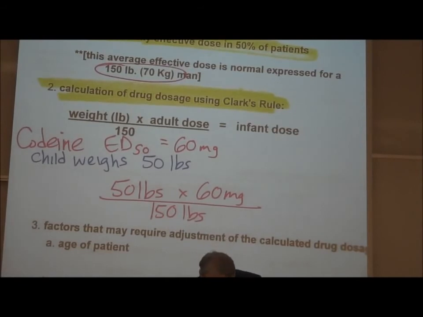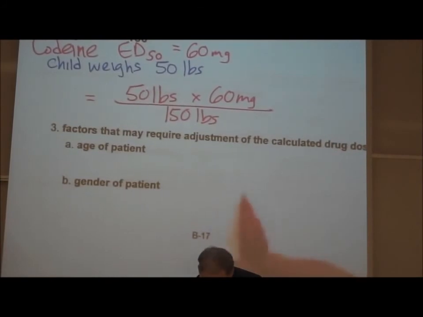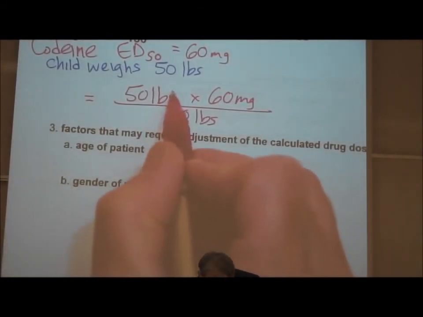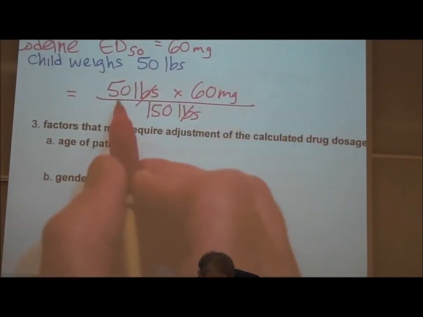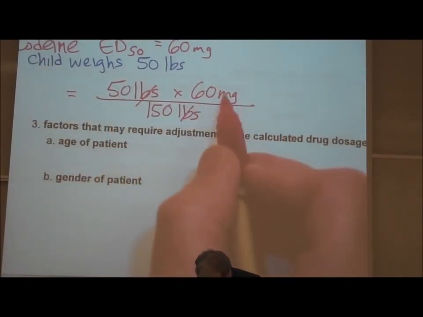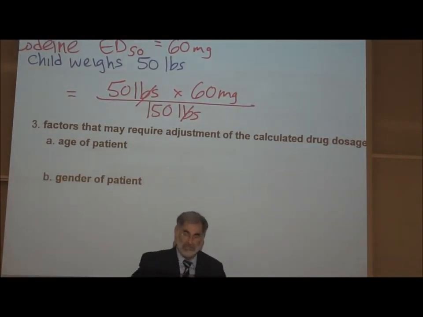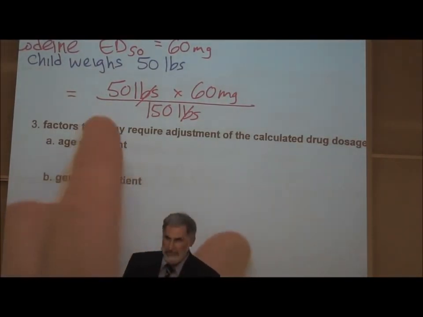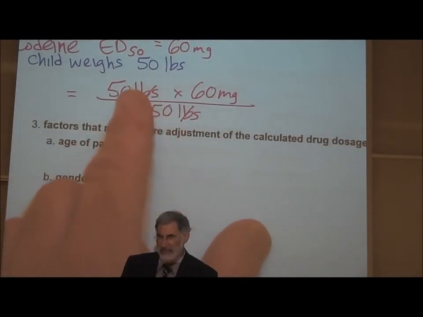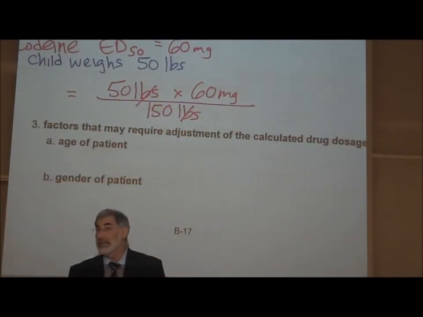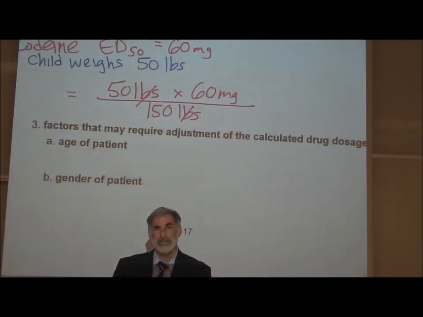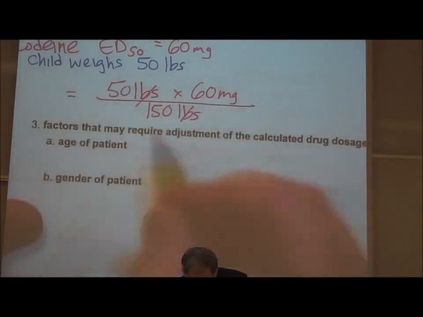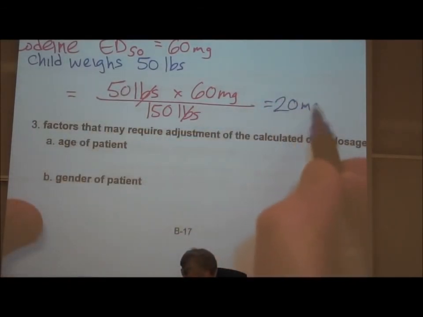Now, what's the dose that a 50-pound individual should be given? Obviously the pound units are going to cancel out, and the dose is going to be in milligrams. If we multiply 50 times 60 and divide it by 150, we can multiply it out. Incidentally, 50 divided by 150 is like 15 over 15, which is 1/3, and 1/3 of 60 is 20 milligrams. So whether you multiply it out or you simplify it.